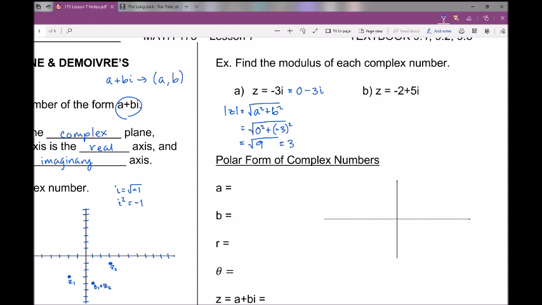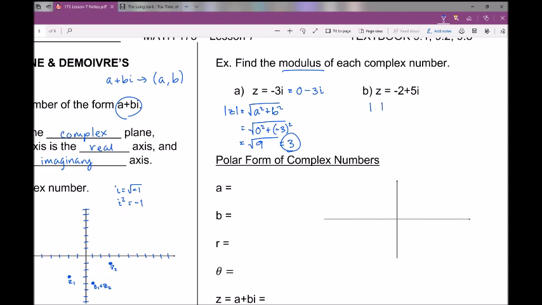So in the case of square roots, when you're finding a modulus, always assume the positive square root because we're looking for a positive number to be the modulus. Okay, so that's how we get a positive 3. Now in the case of the second example, z equals negative 2 plus 5i, it's going to be a little more complicated, but it's the same formula.